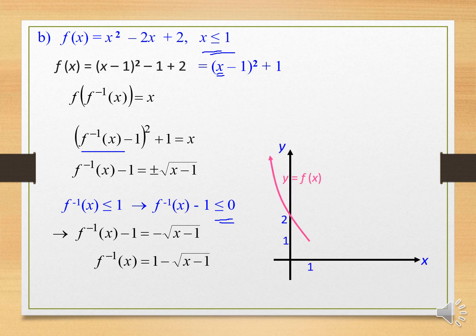From the graph, this is the other half of the original graph, which is the domain from negative infinity to 1. Draw the reflecting line y equals x, and reflecting the graph, we get the graph of f inverse is like this.